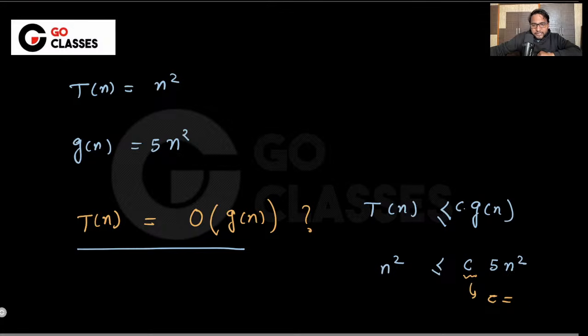Can it be 2? Yes, it can be 2. Can it be 3? Yes, it can be 3. So there has to be just one constant. Okay. So here, this n square is less than or equal to c into 5n square. Why? Because at least there is one constant for which this is true. Can you tell me what is that c? So c here is 1 or maybe 2 or anything.